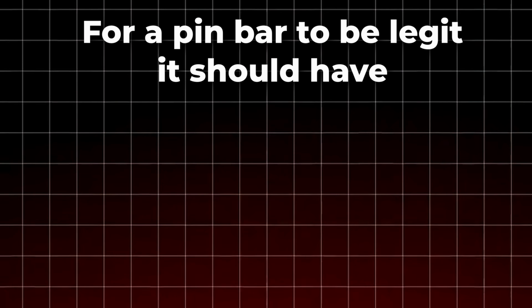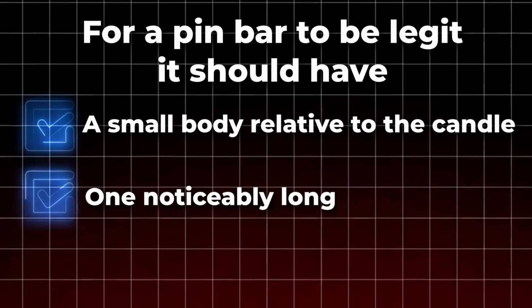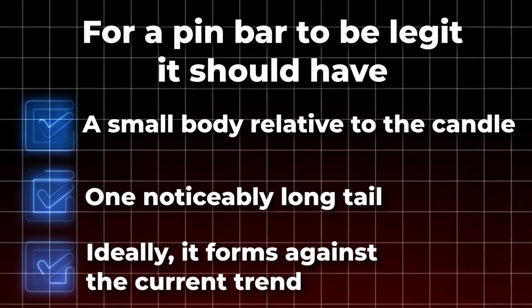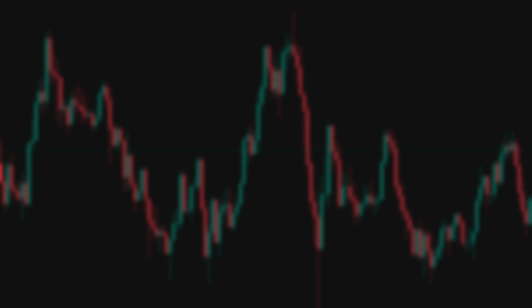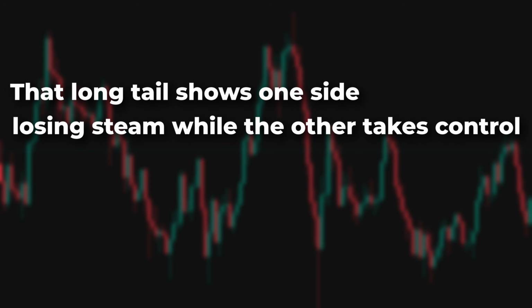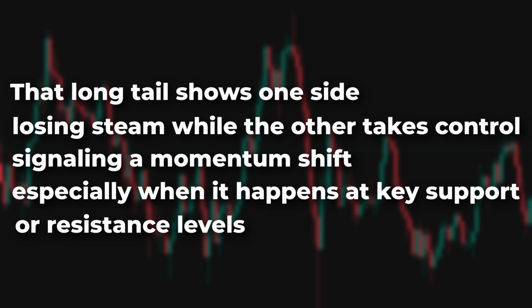For a pin bar to be legit, it should have a small body relative to the candle and one noticeably long tail. Ideally, it forms against the current trend. Why does the pin bar work? Pin bars are like a front row seat to the epic battle between buyers and sellers. That long tail shows one side losing steam while the other takes control, signaling a momentum shift, especially when it happens at key support or resistance levels.